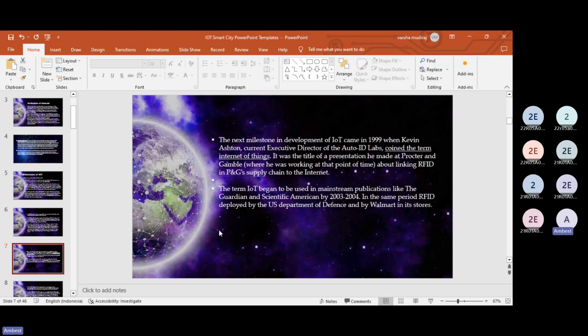The next milestone in the development of IoT came in 1999, when Kevin Ashton, who was the first man, worked at Procter and Gamble. With that, he introduced the term Internet of Things.